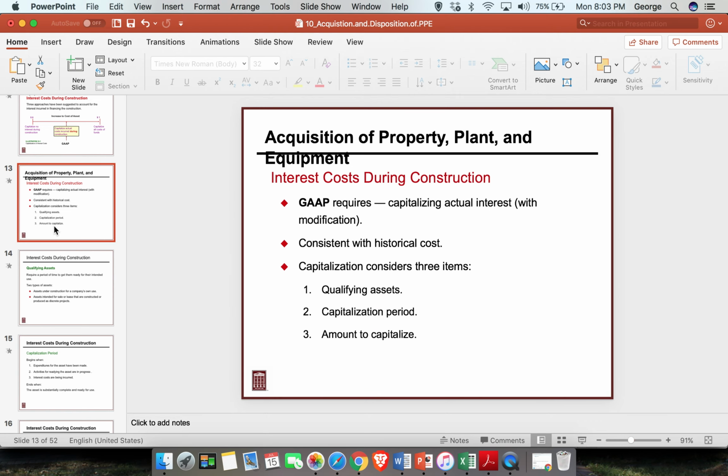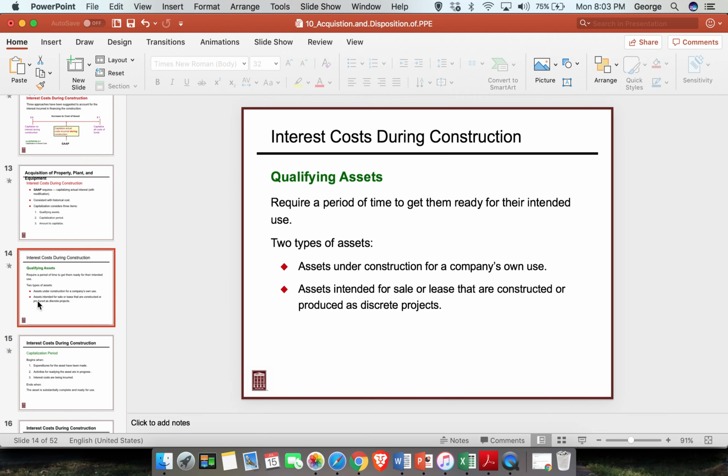All right, so interest costs during construction. GAAP requires capitalizing actual interest with modification. We'll see that in a minute. Consistent with historical cost, consider 3 things. One, it's a qualifying asset. So it's something that's property, plant, and equipment. There is a capitalization period. It's 3 months, 6 months, 12 months. And then there's a dollar amount that we can capitalize.